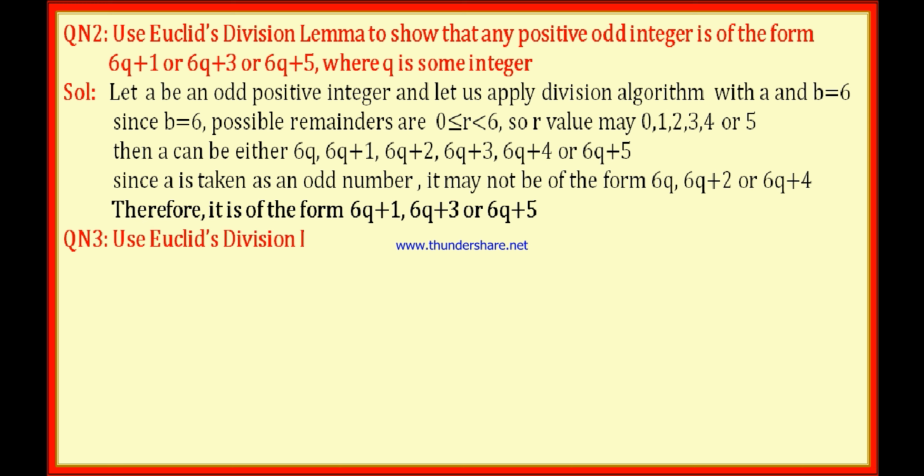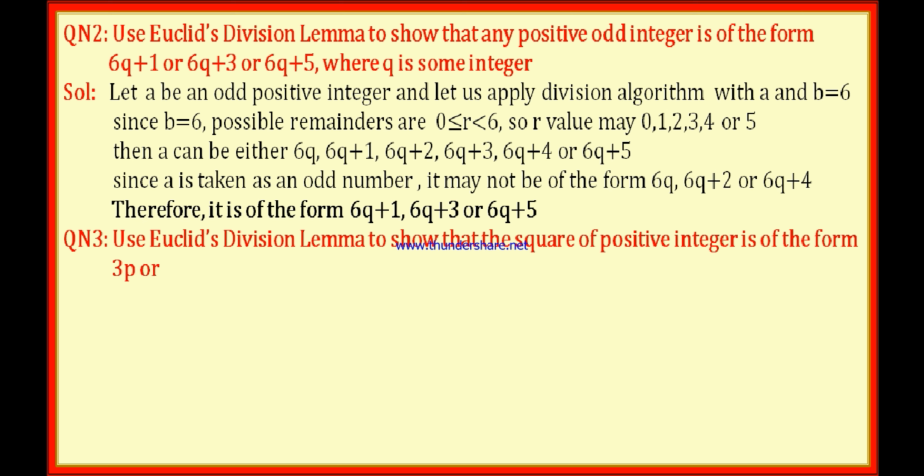Now question number 3. Use Euclid's division lemma to show that the square of a positive integer is of the form 3p or 3p plus 1. I shall repeat. Use Euclid's division lemma to show that the square of a positive integer is of the form 3p or 3p plus 1.